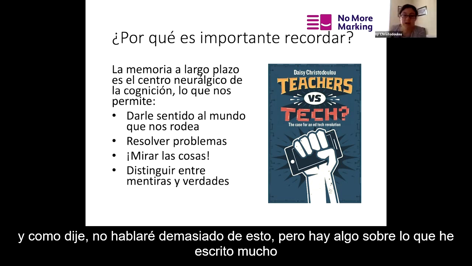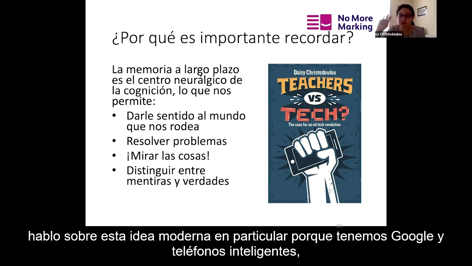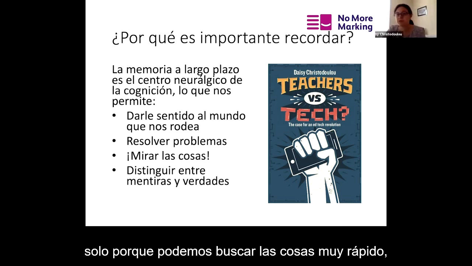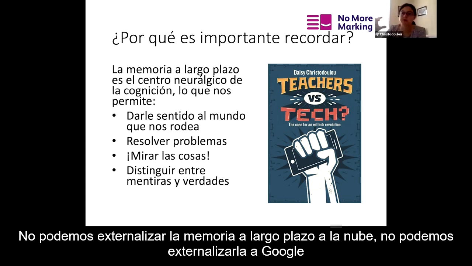And as I say, I'm not dwelling on this too much, but it's something I've written about a lot. And in chapter 3 of my new book, I write about it quite extensively. In particular, I talk about this modern idea that because we've got Google and smartphones, you don't need to look things up any longer. And actually, that's not the case. Just because we can look things up very quickly doesn't mean that it eliminates the need for long-term memory. You can't outsource long-term memory to the cloud. You can't outsource it to Google.